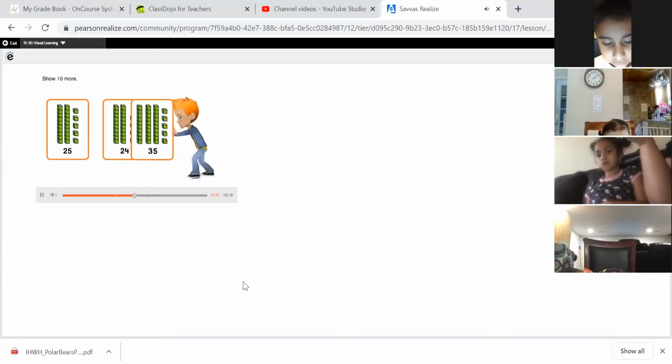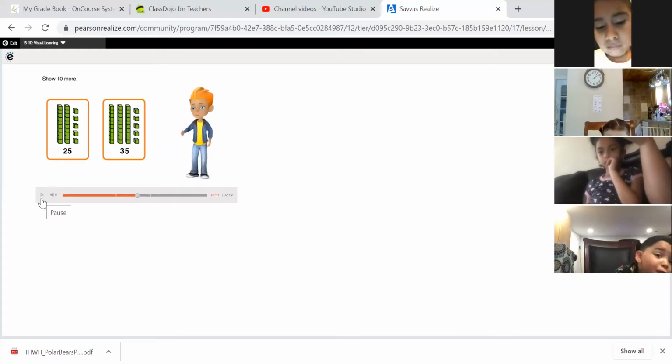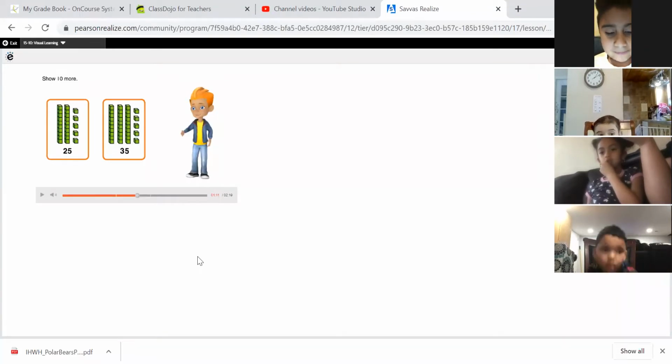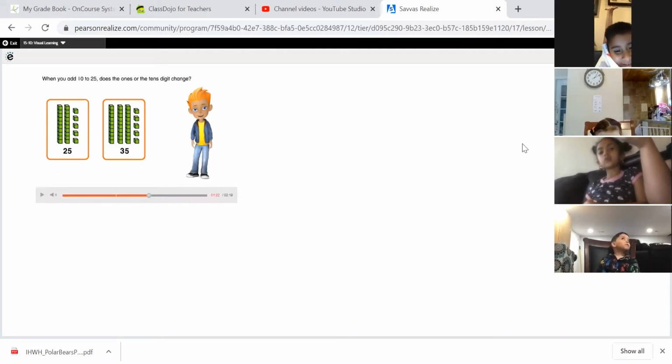Show 10 more. 10 more. So now our number is 25. We want 10 more, not just one more. We want 10 more. 10 more than 25 is 35. When you add 10 to 25, does the ones or the tens digit change? Which digit changes when we add 10? The ones place or the tens place, Giovanni?